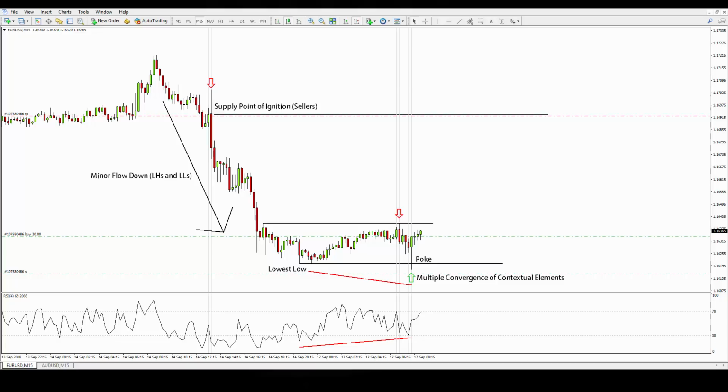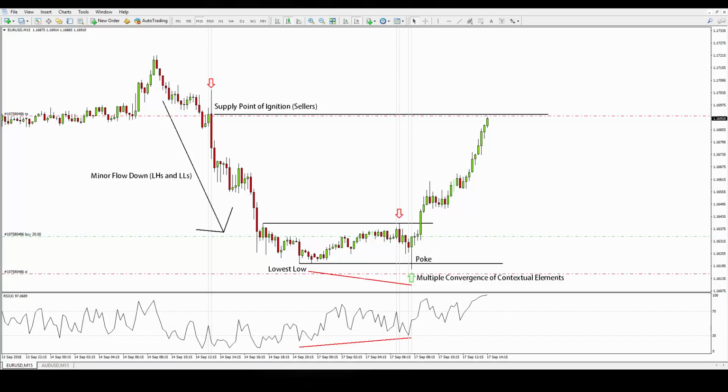The stop loss is 18 pips wide and the take profit is 58 pips wide, which gives us a good 1 to 3.2 risk-reward ratio. Let's see how the market responds. As you can see here, the market successfully hit the target we have defined, and our analysis was correct.